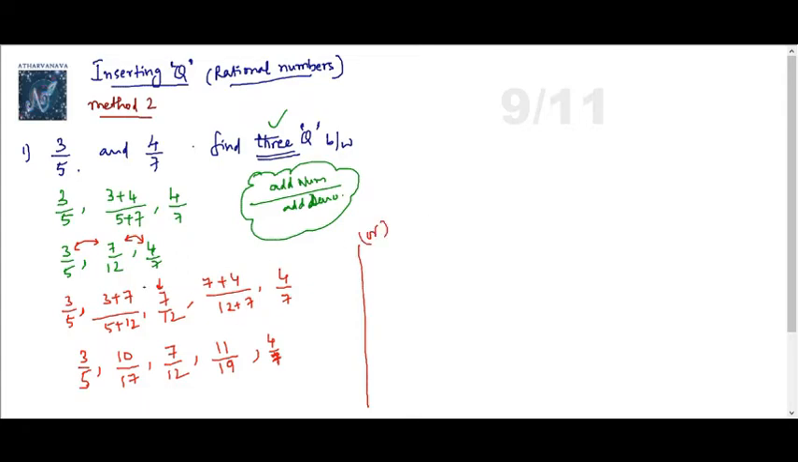Or if I am not comfortable with the direct method, what I will do is write 3 by 5, 3 plus 7 by 5 plus 12, because it was 3 by 5 comma 7 by 12 comma 4 by 7. This is what is given, isn't it? So I will write this one, comma 4 by 7.